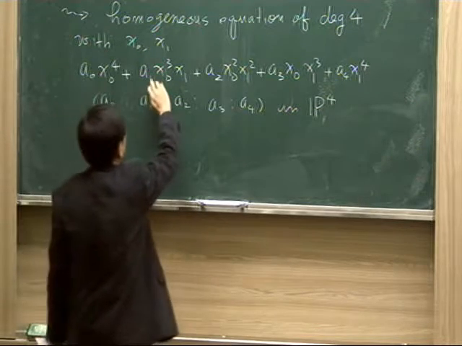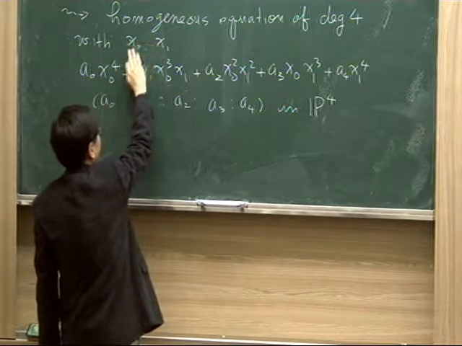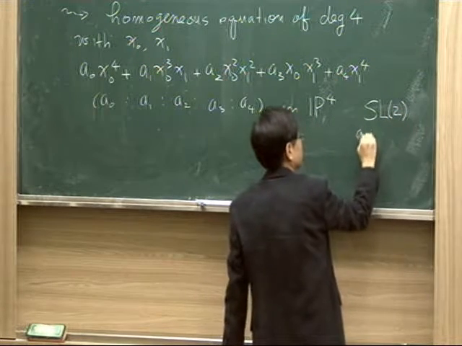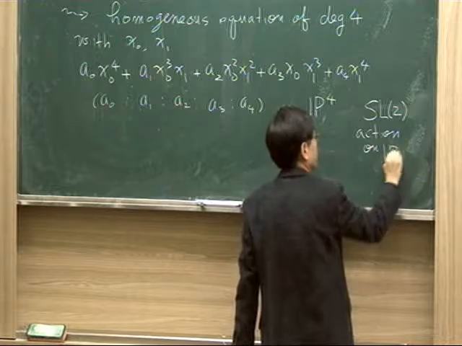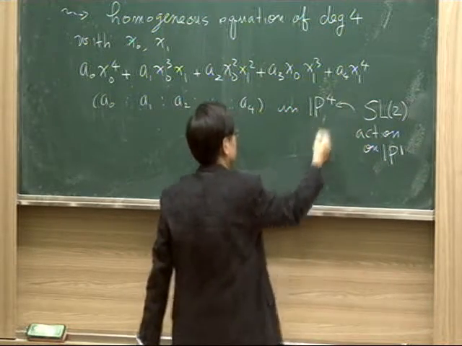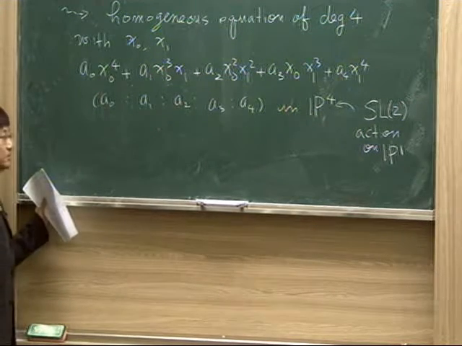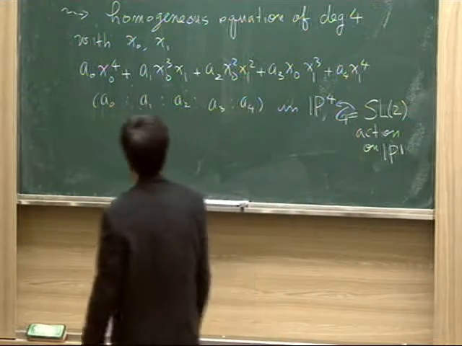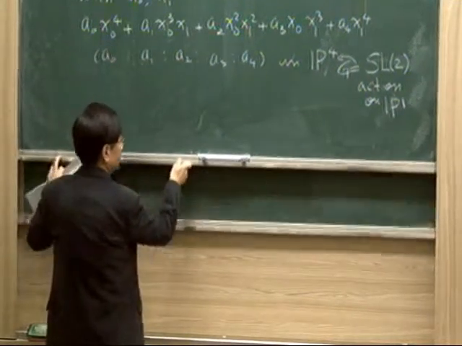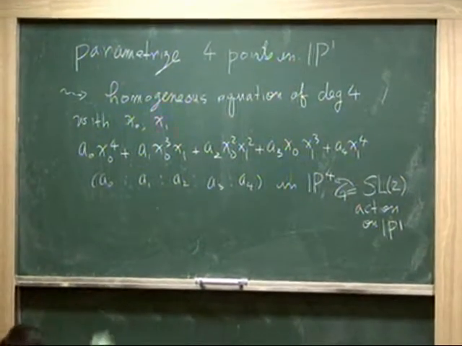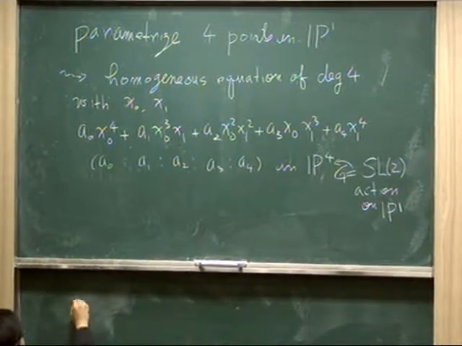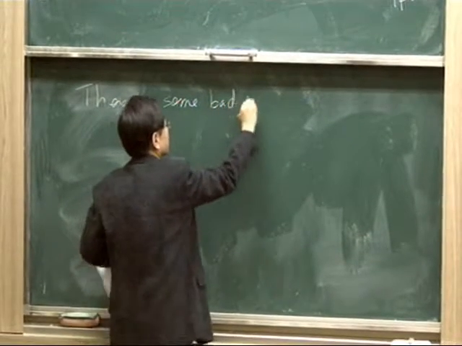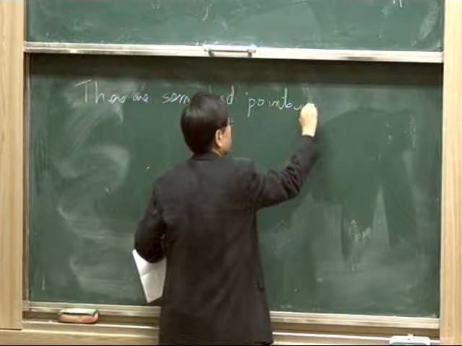But then there is an action on this P1: we can consider this SL2 action on P1. This action induces an action here, so we have the SL2 action on P4. Say this group is G. But in this action, we have some bad points in P4.